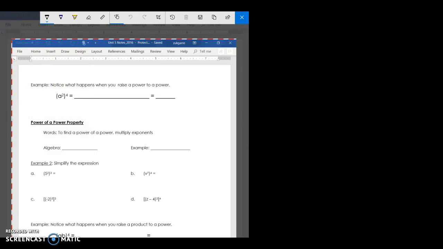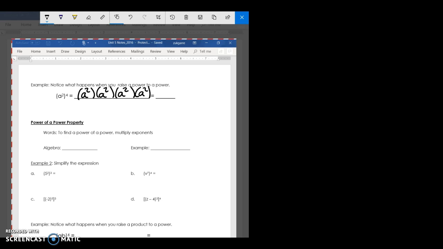Okay, so now we're going to look at what happens when I take an exponent and I raise it to another exponent. So if I look at this expression here, I'm taking a squared and then raising that exponent to the 4th power. Okay, so what does that mean? Well, that means I'm taking a squared and I'm multiplying it by itself 4 times.